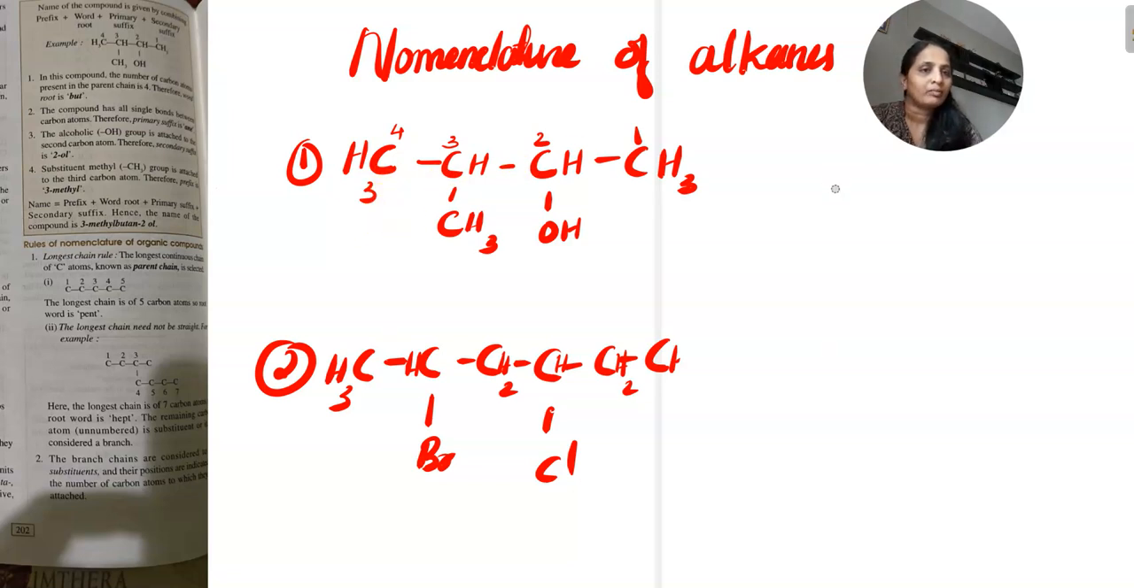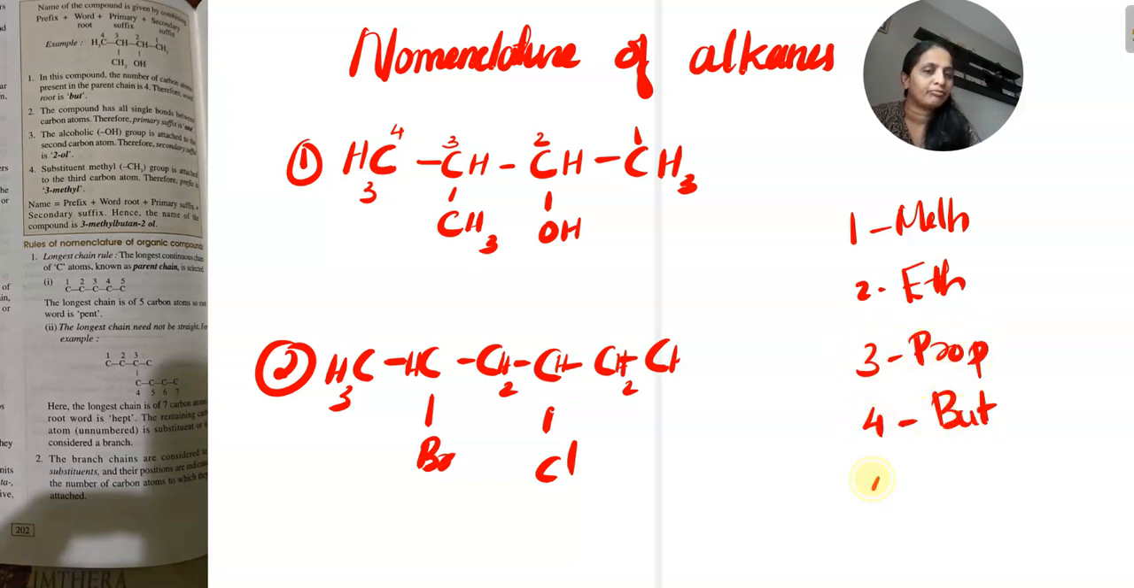What you studied: one carbon starts with the name meth, 2 means eth, 3 means prop, 4 but, 5 pent, 6 hex, 7 hept, 8 oct, 9 non, then 10 dec. Like this, if there is one carbon atom, the name starts with meth. This is the root name. So here, how many carbon atoms? 1, 2, 3, 4 carbon atoms. So the root word is but.